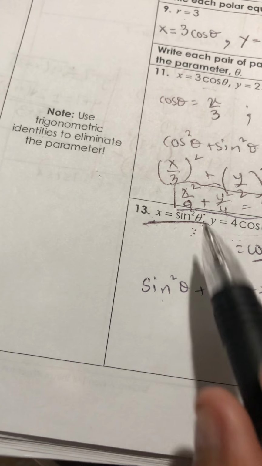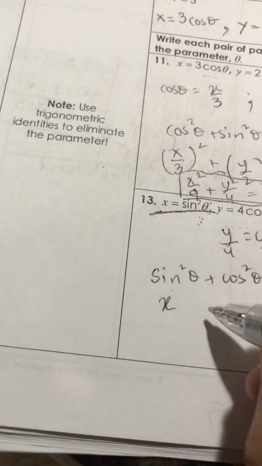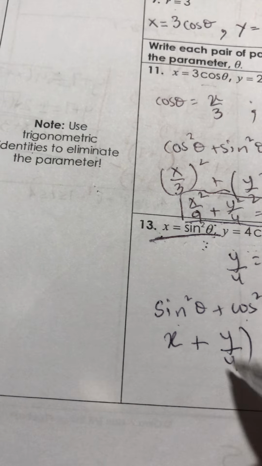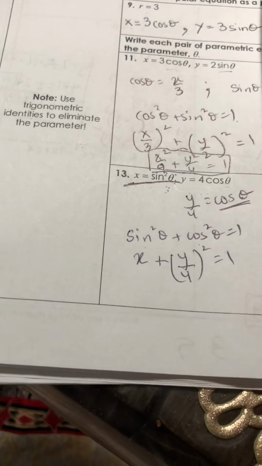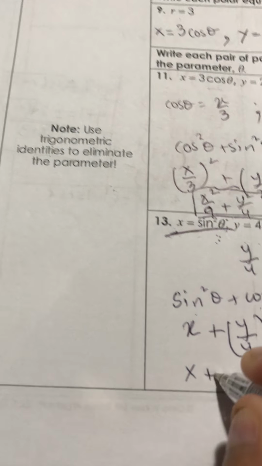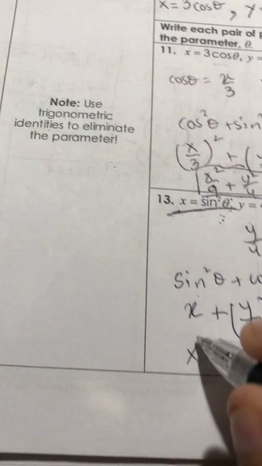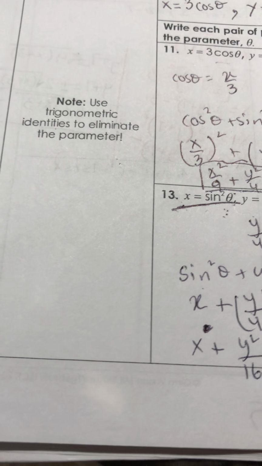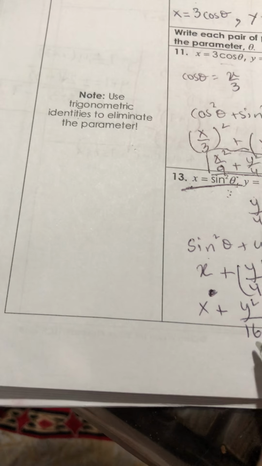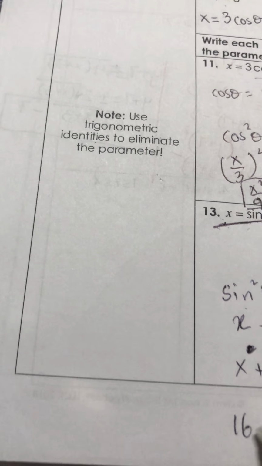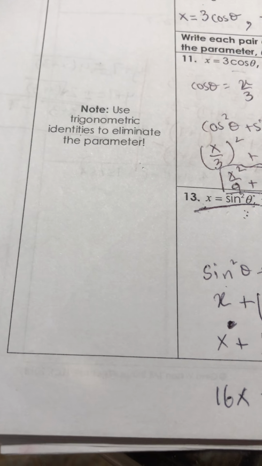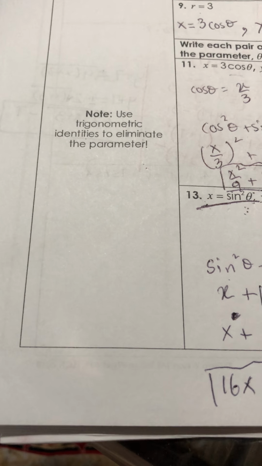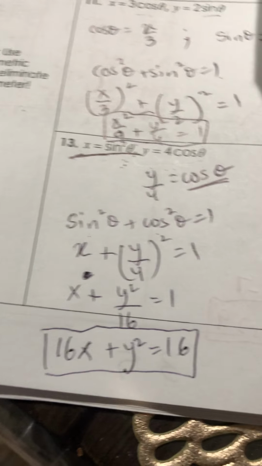I already have sine squared theta equals x. I'm just going to replace it: x plus cos squared theta. I'm going to square that, which will give me (y over 4) squared equals 1. I end up with x plus y squared over 16 equals 1. Sorry, it's x, not x squared. And now getting rid of this, making the denominator the same, I get 16x plus y squared equals 16. I just multiplied throughout the equation by 16. This is my new rectangular equation.